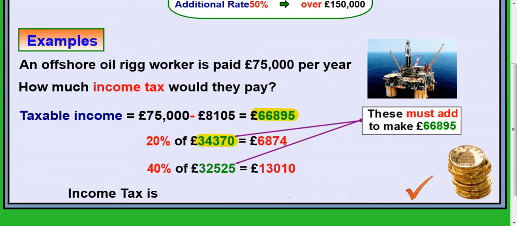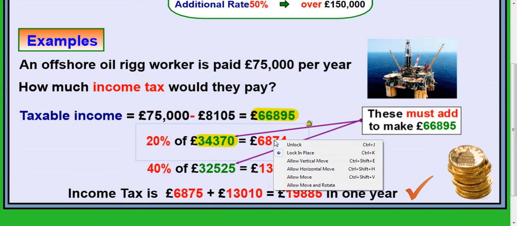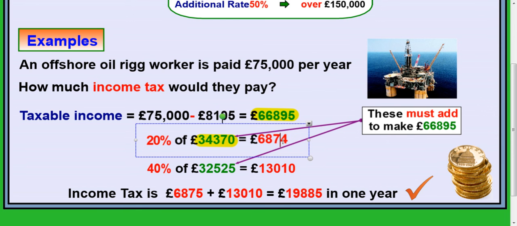Now, the total income tax, therefore, is 20% of that and 40% of this. So if you add these two together, you'll get your correct answer: £19,885 in 1 year. I guess there must be a 5 there, so I'll just change that.